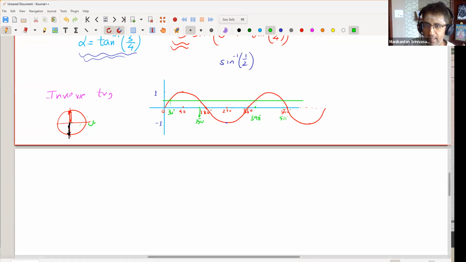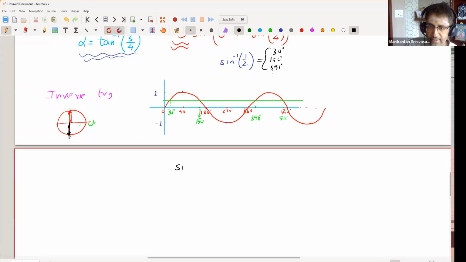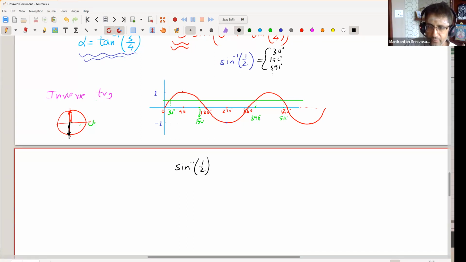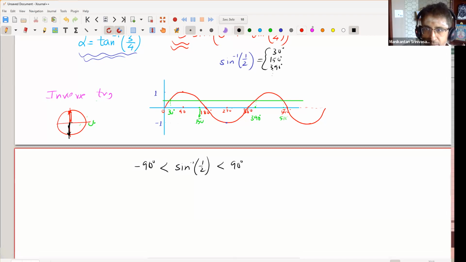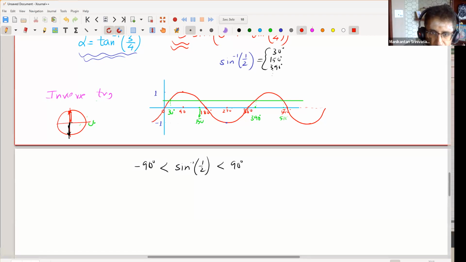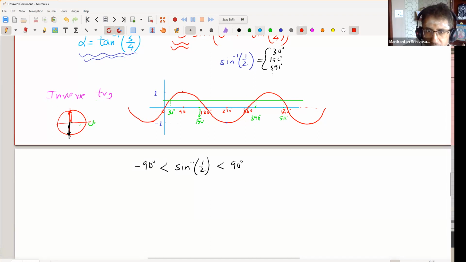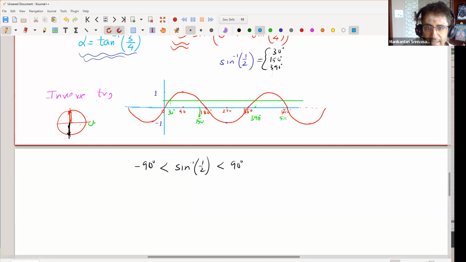This is back to what Moksh was asking. If there are multiple answers to this question, we say 30 and 150 and 390 and so on, then it's no longer a function. It's a relation. So how do you make it a function? We make it a function by saying sine inverse of half is to be an angle between -90 and +90. And maybe I should draw some angles below this as well. So -90 and +90.